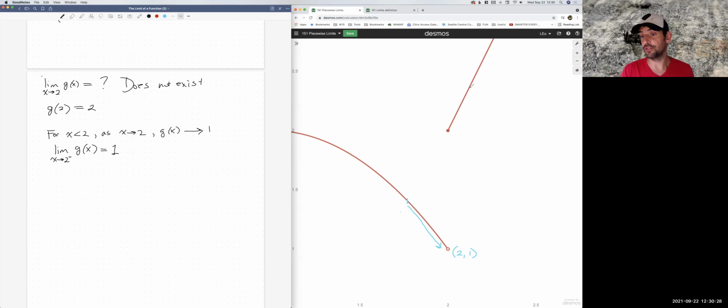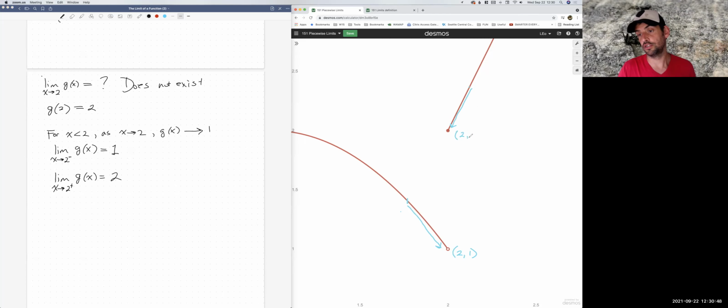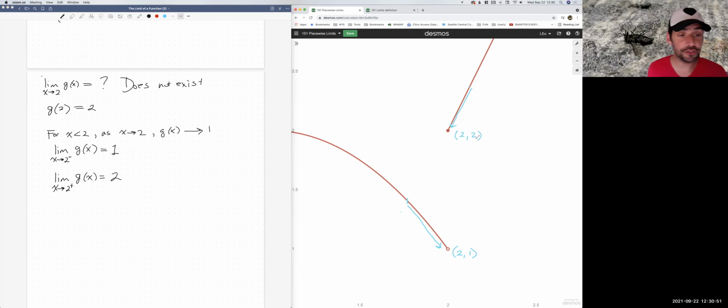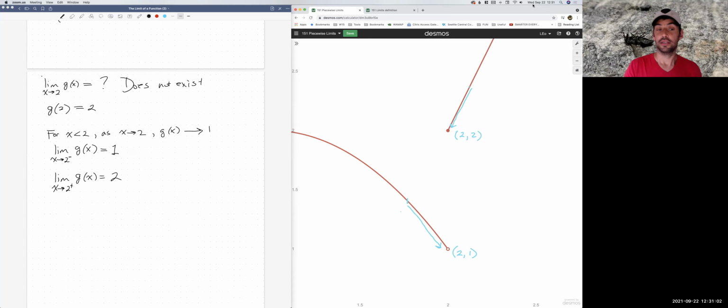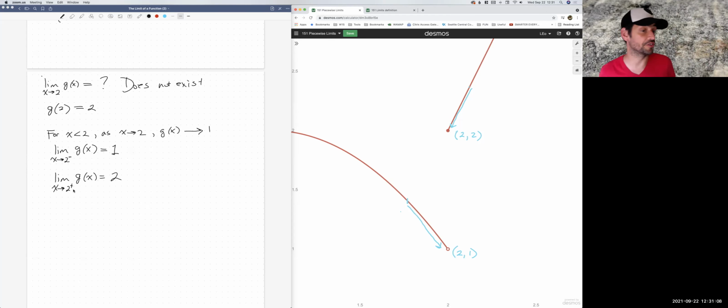And of course, we can do the same thing over here. If x is greater than 2, we can take the limit as x approaches 2 from above of g of x. And in this case, the limit is equal to 2 because we've got the point (2, 2), right? As we approach from above, we get a different value for the limit. And these are going to be our one-sided limits, right? And we use these little symbols, this little negative sign to be approaching from below and the positive side to be approaching from above.